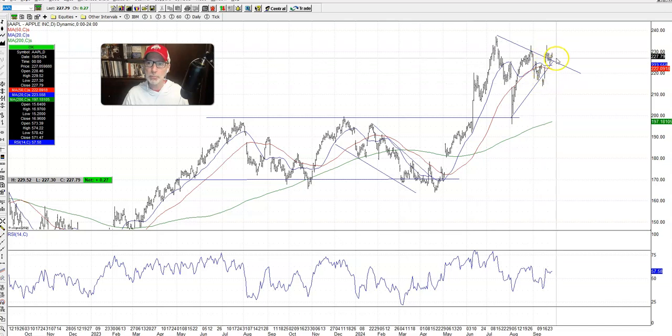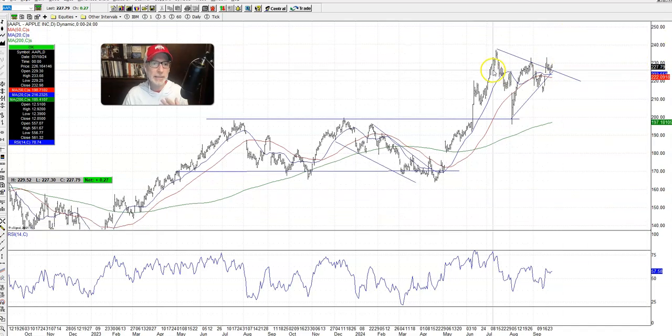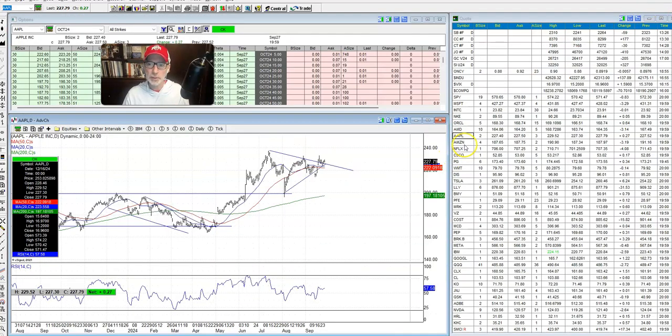Also, potential bull flag right here. Bull flag is when you see a quick up move and then a little bit of a pullback before the next move higher. So if I had to make a bet here, I would bet on Apple making the move to the upside. So keep an eye on Apple there.